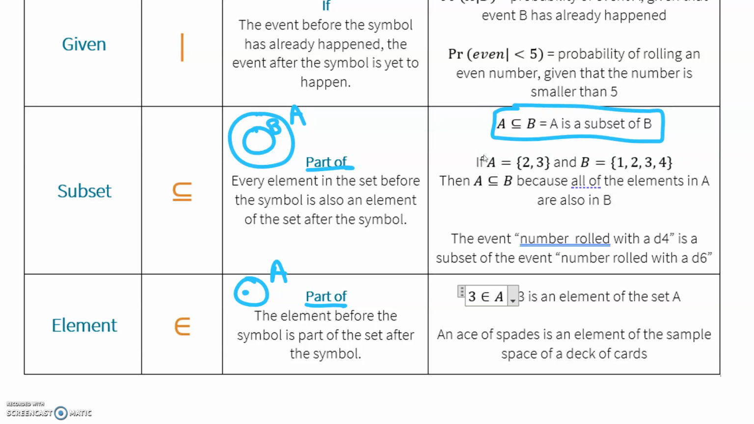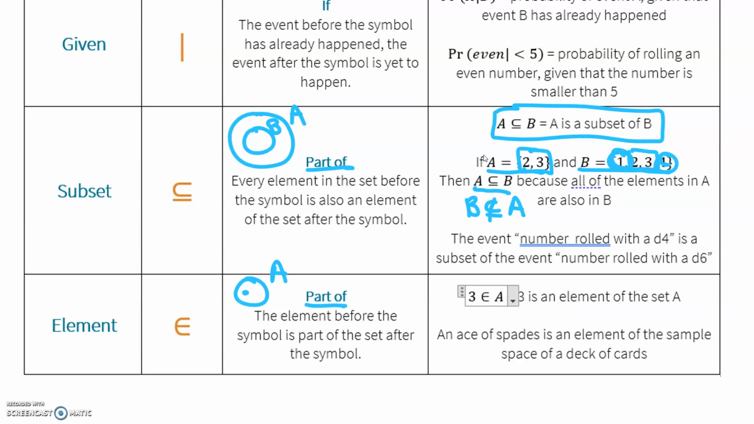So if A is the numbers 2 and 3 and B is the numbers 1, 2, 3, 4, A is a subset of B because everything inside A is also in B. The numbers 2, 3 are also in that set. So A is a subset of B, but B is not a subset of A because these two numbers here aren't part of set A.